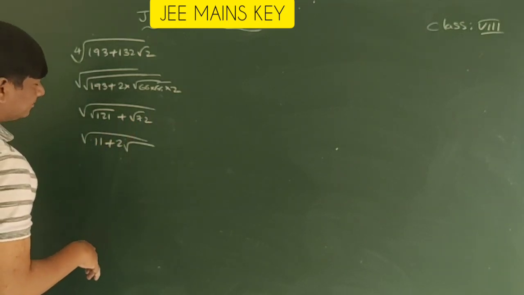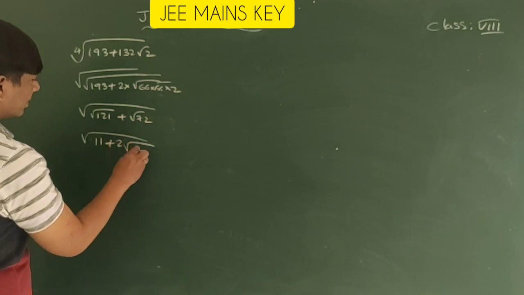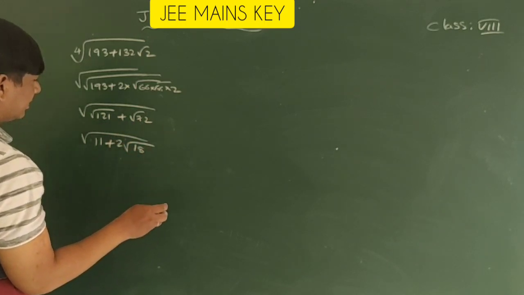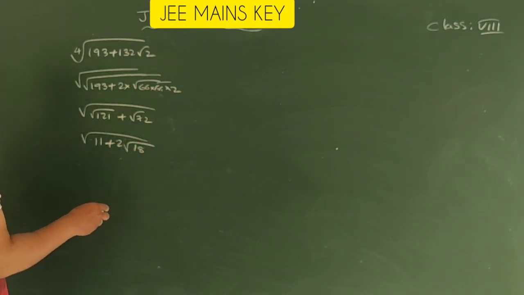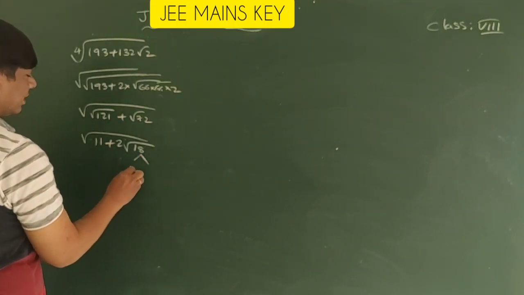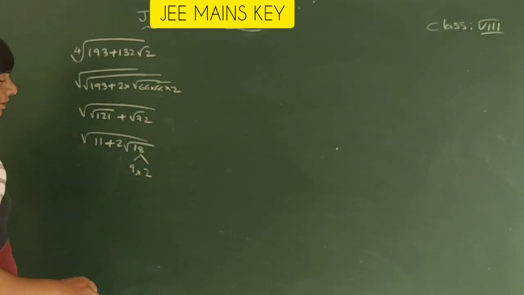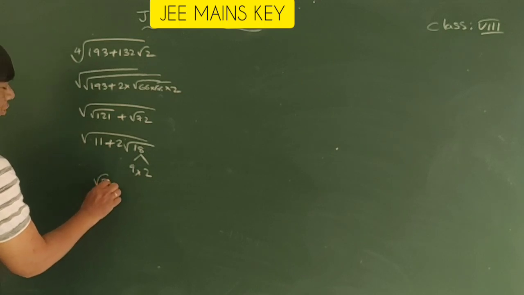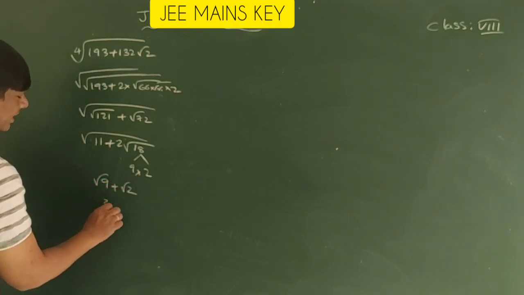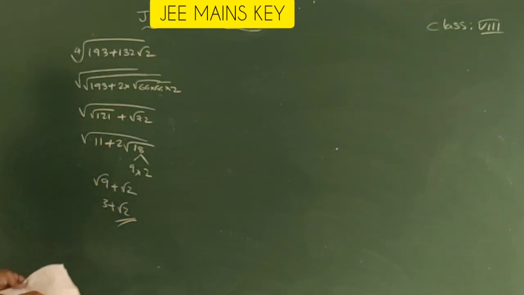72 for 18, sir. 18 4s are 72. Now factorize this one. 9 2s are 18. So root 9 plus root 2, that means 3 plus root 2. 3 plus root 2.